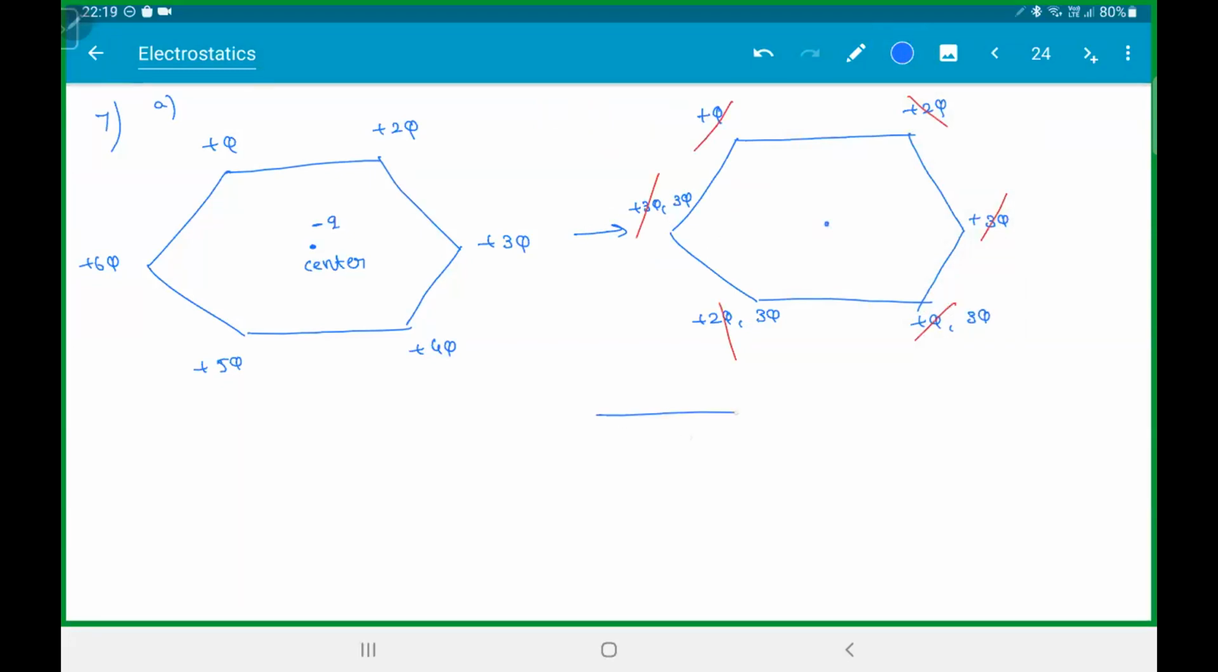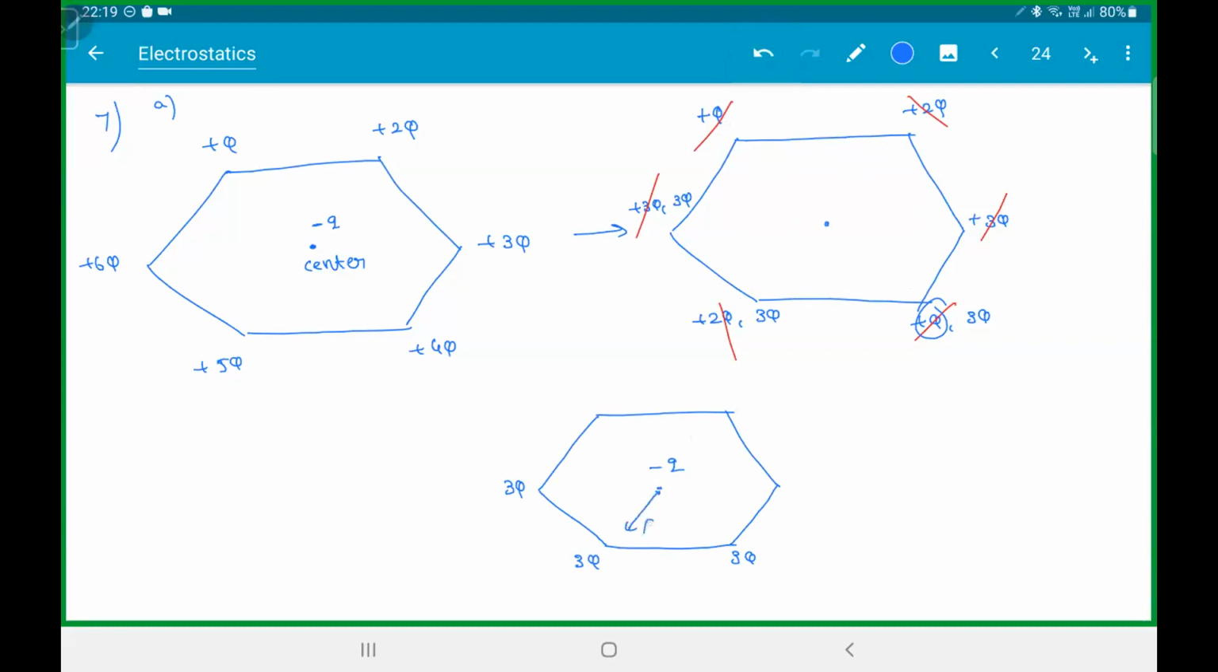So the whole question becomes as if there is a 3Q charge, 3Q charge, and 3Q charge at the center. Is this making sense? Because this Q charge and this Q charge will repel each other equally, that will cancel out. This 2Q will cancel out. 3Q will cancel out. Only the left out charges are exerting the force. I hope that is making sense. And then you're done, right?